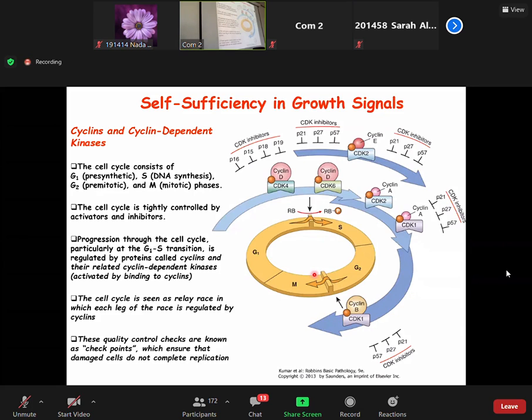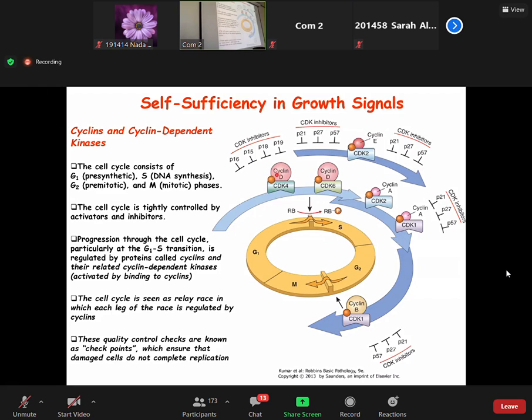So if one fails, there is one above it that is going to take over, and so on and so forth. So at the end of the day, you have those tumor suppressor genes here, and the p53 also, the guardian of the genome. So you call the retinoblastoma gene the guardian of the cell cycle, whereas p53 is the guardian of the genome.